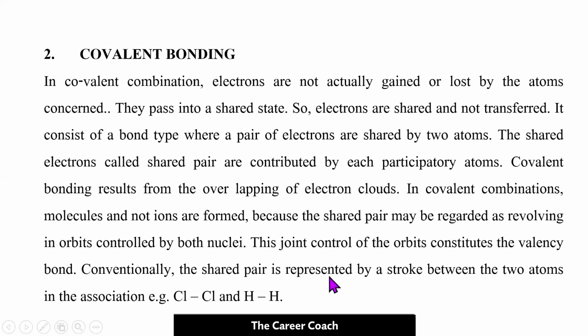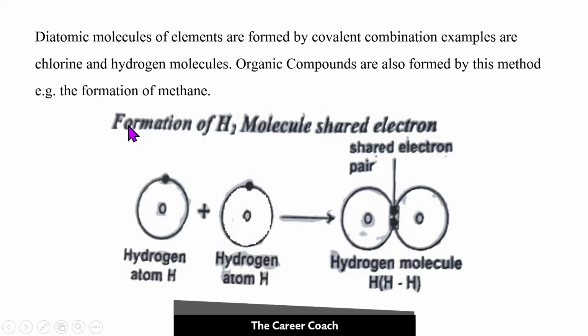Conventionally, the shared pair is represented by a stroke between the two atoms in the association. This is a stroke telling you that this is a covalent bonding. For instance, during your hydrocarbons combination, C combined to C, that's covalent bonding. Chlorine also combined to chlorine, hydrogen combined to hydrogen. This bond tells us that this is a covalent bonding.